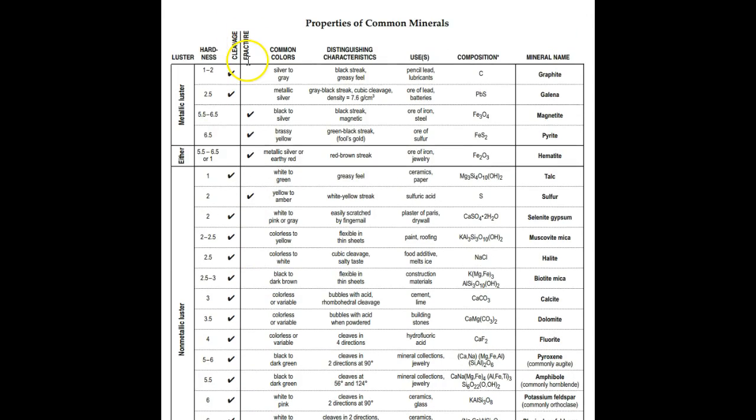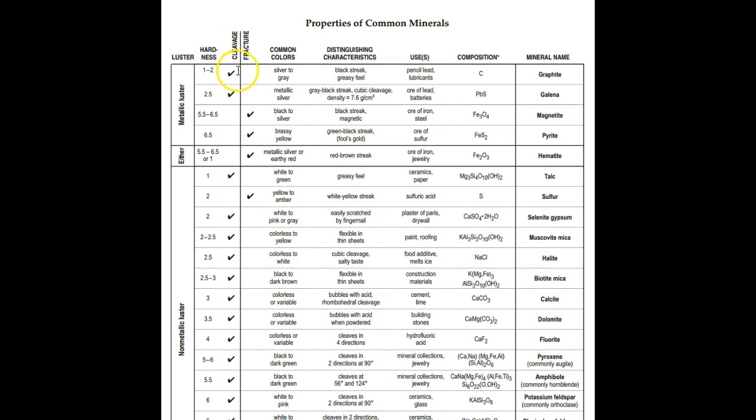In the next column over, we have how a mineral breaks. It either demonstrates cleavage or fracture. And you'll see that there's a check mark in the columns to say whether or not that mineral demonstrates the property of cleavage or fracture. So graphite here has a check mark under cleavage, therefore it demonstrates that property.